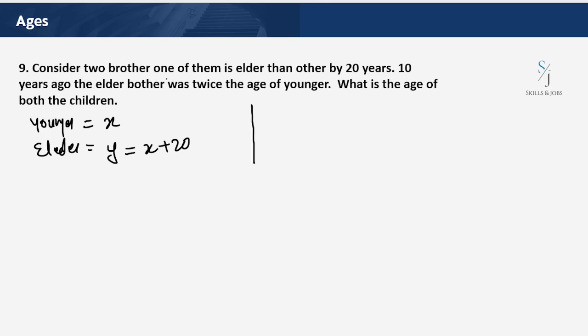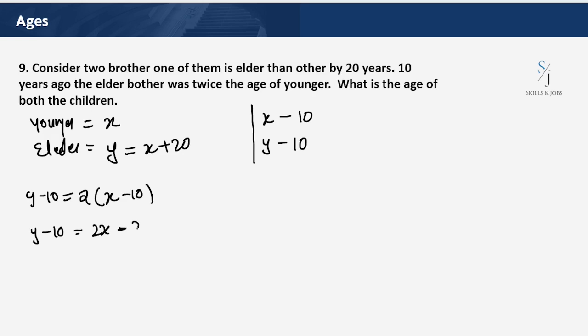Read the second part of the question now. 10 years ago. So what will be the age of the younger child or younger brother? x minus 10. And the age of the elder? y minus 10. Now once again read the second part of the question. 10 years ago, the elder brother was twice the age of the younger. So we can derive the equation from here. y minus 10, that is the age of the elder brother 10 years back, is equal to twice the age of the younger brother, x minus 10. Okay, so y minus 10 is equal to 2x minus 20.